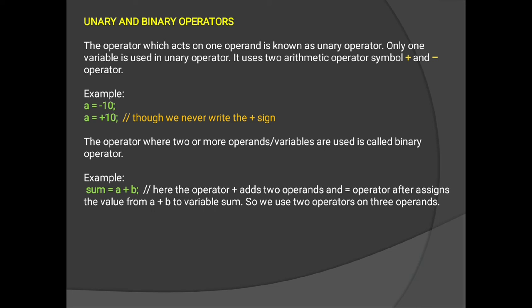Here the equals operator, or the assignment operator, is associated with the variable sum and the value a plus b. So you can see that you're using two operators, equals and plus, and three operands, that is three variables: sum, a and b. Each operator, equals and plus, is associated with two or more variables. So that is a binary operator.